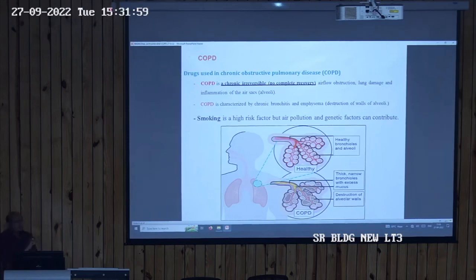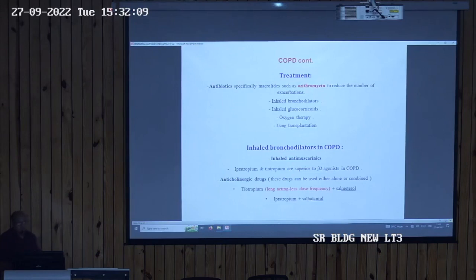So COPD is totally avoidable if smoking is not done. For treatment you can give antibiotics, inhaled bronchodilators, inhaled glucocorticoids, oxygen therapy, and if nothing works, then lastly you have the lung transplant. Among inhaled bronchodilators in COPD, antimuscarinics are the first drug of choice, and along with them we can give beta 2 agonists.